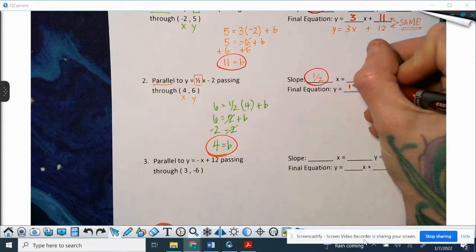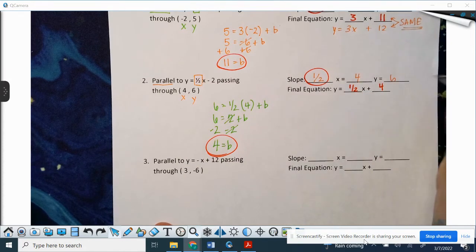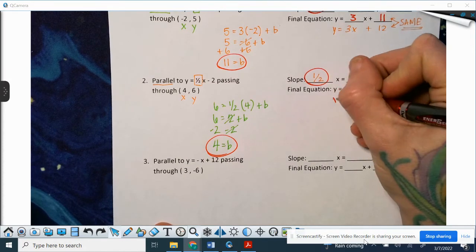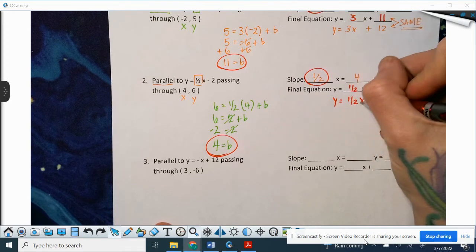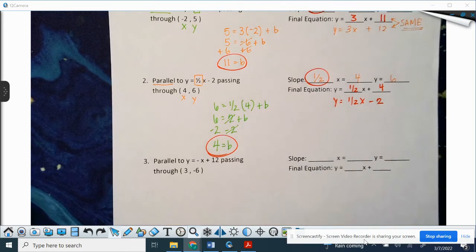So our equation is 1/2 x plus 4. And that equation is parallel to the given equation because they have the same slope of 1/2, y equals 1/2 x minus 2.